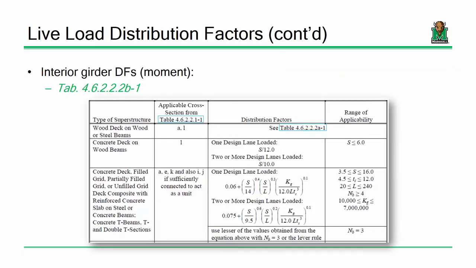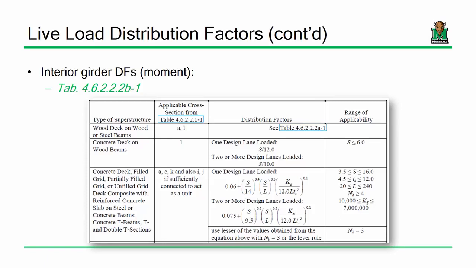So what I'm doing is I'm going through what's listed in the spec. I want to focus on this lower portion right here. So I've got one design lane loaded or multiple design lanes loaded. Here are the distribution factors for interior girders, and I'm distributing moments in this table. Now, here's my distribution factor, and then there's also a range of applicability.